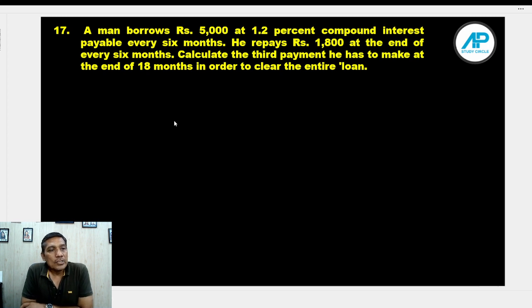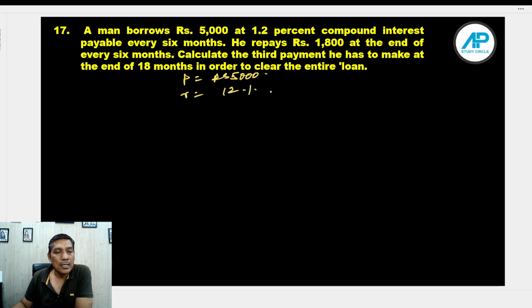So let us see the further question. These questions involve the partial repayment of the money at the end of every year. A man borrows rupees 5,000 at 12% compound interest payable every 6 months. He repays rupees 1,800 at the end of every 6 months. Now, this indicates that this question is about half yearly interest. So you can see here principal is rupees 5,000 and rate is 12%.